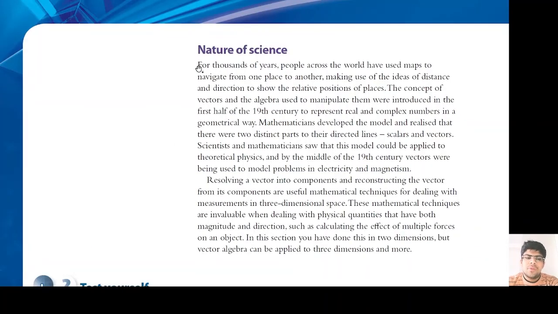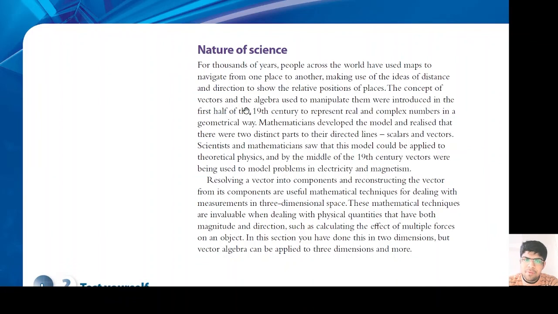So we have the nature of science now. Let's read it. For thousands of years, people across the world have used maps to navigate from one place to another, making use of the ideas of distance and direction to show the relative position of places. Of course, today we also use maps, but not the paper chart maps. We use Google Maps.